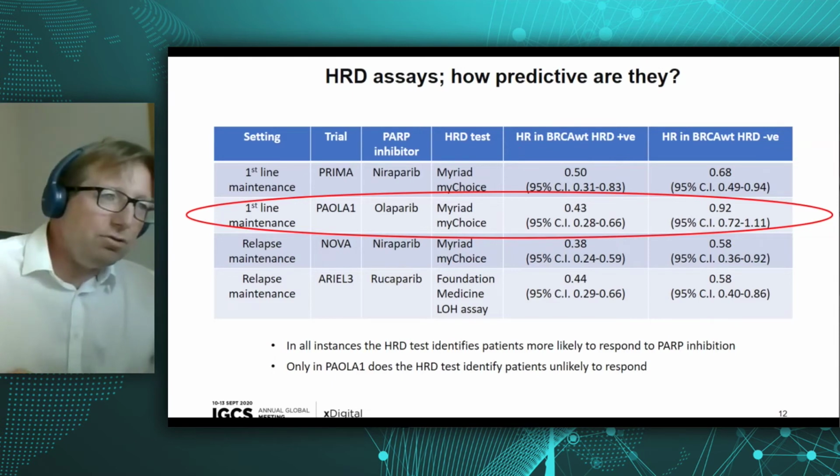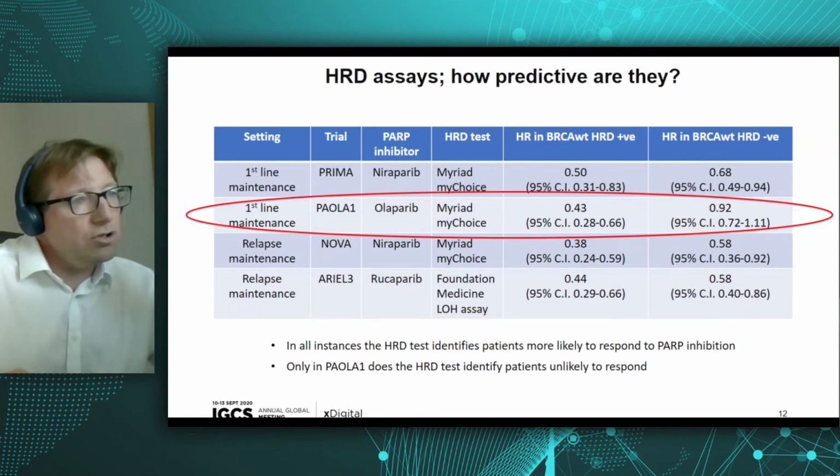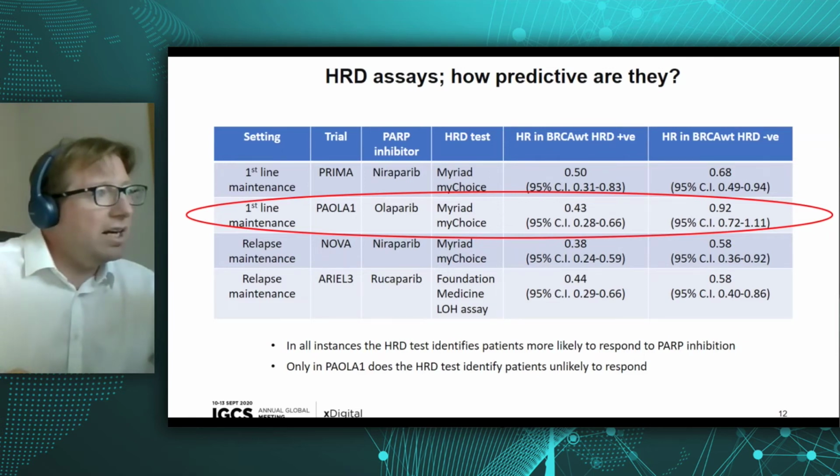Now, it's quite difficult to explain this, and I know a lot of people have racked their brains. My feeling is that the most likely explanation for this is that the other three studies here all have a fairly high level of clinical pre-selection for HRD, i.e., in the relapse disease studies, it was only patients that were platinum sensitive to more than one line of platinum. And even in PRIMA, there had to be a signal of platinum sensitivity of some sort for the patient to get onto the study.